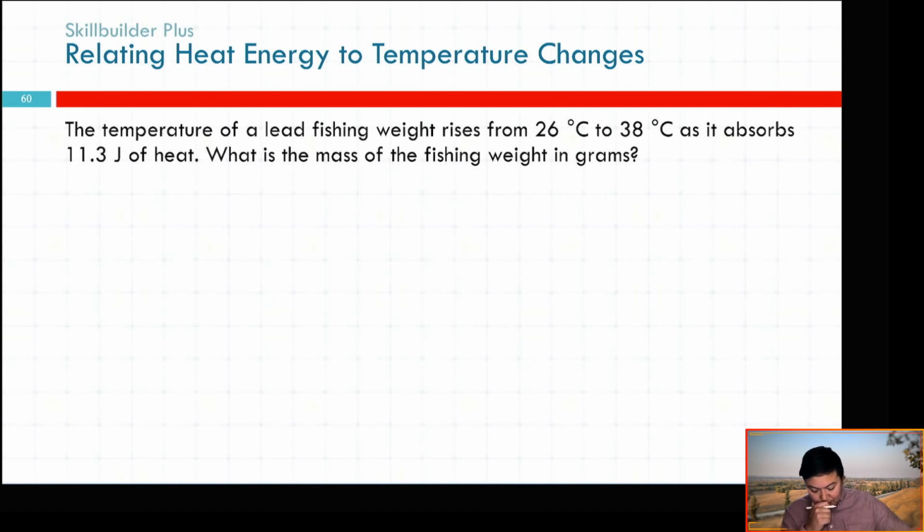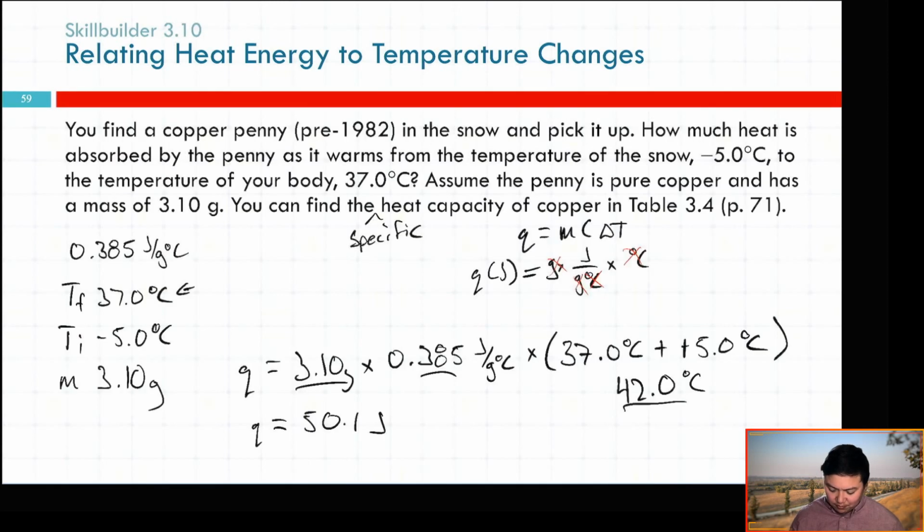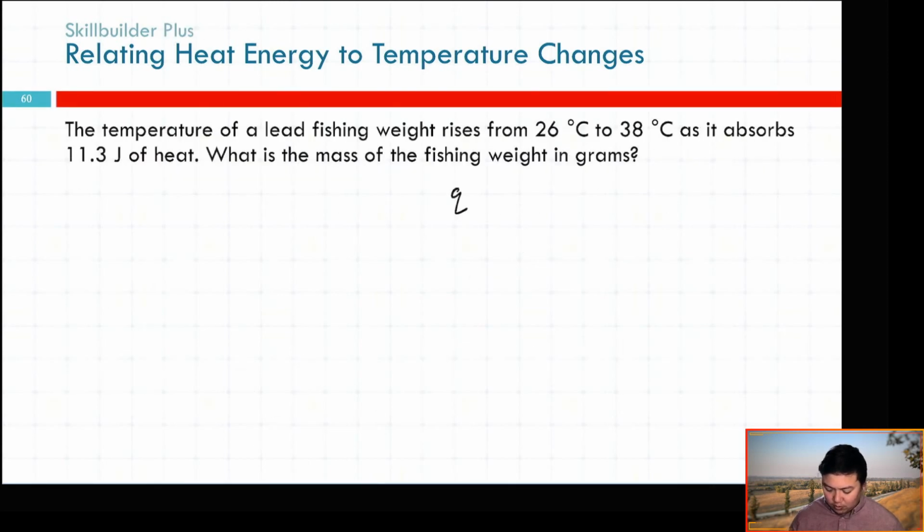All right, so let's say the temperature of a lead fishing weight rises from 26 degrees C to 38 degrees C as it absorbs 11.3 joules of heat. So what is the mass of the fishing weight in grams? Easy enough. Again, here you know, right, we're working with MCΔT. We're working with the specific heat equation. So we're going to write this down. Q equals MCΔT.